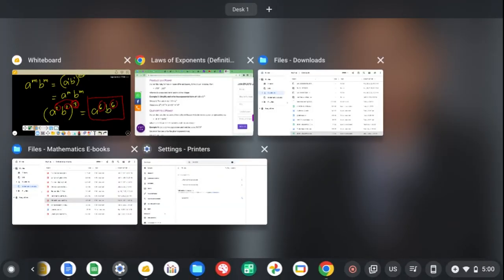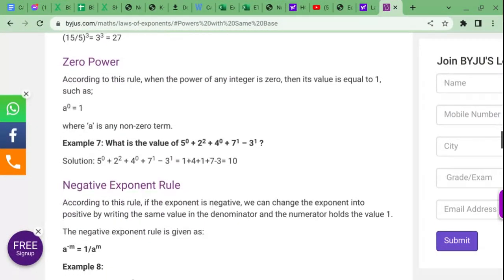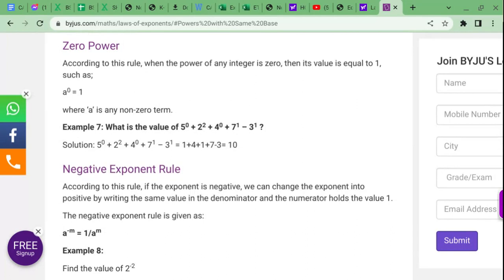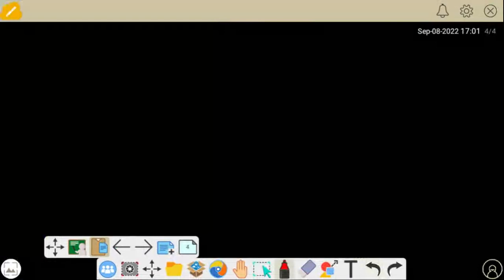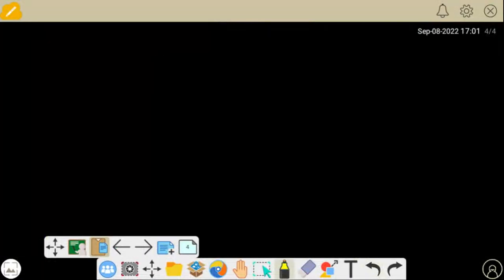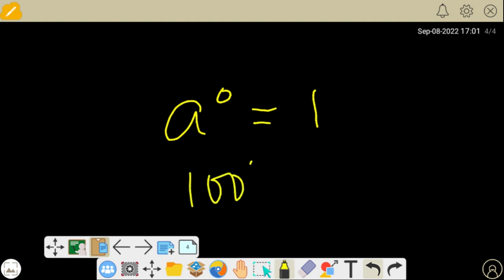Next, we have the zero power. This is the simplest rule or law of exponents. When a letter or a number, for example a variable a, is raised to 0, it is always equal to 1. Any number or letter or anything raised to 0 is always equal to 1. For example, 100 raised to 0 is equal to 1.